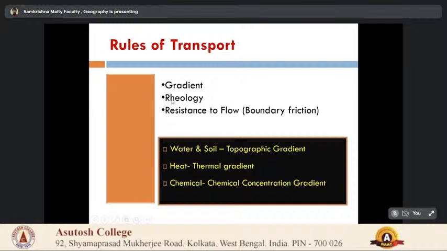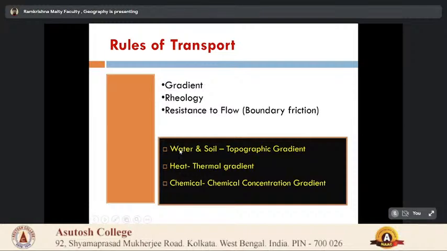But today we will discuss how the rheology, meaning the material property, guides the transport of materials. The material which is being transported actually regulates how fast it will move, and resistance to flow is the boundary condition. So these two are very important, and generally we ignore these two major factors of transport. Sometimes gradient is not dominant at all.